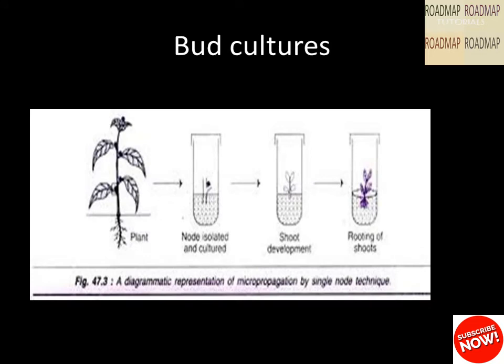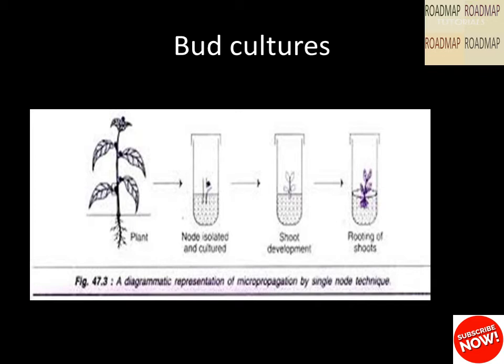Now coming to bud cultures. The plant buds have active meristems which depend on the physiological state of the plant. There are two types of bud cultures that are used. One is the single node culture, and the axillary bud culture is the second one.